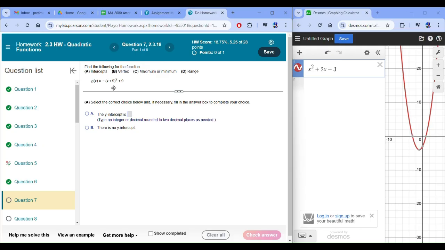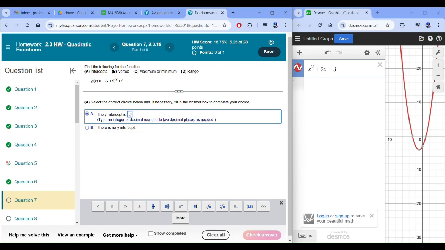So right off the bat, I can tell you that if you plug in 0 for x, it's going to give you the y-intercept. So if I plug in 0, 0 plus 9 is 9. 9 squared is 81. Negative 81 plus 9 is going to be negative 72. So that's going to be negative 72.